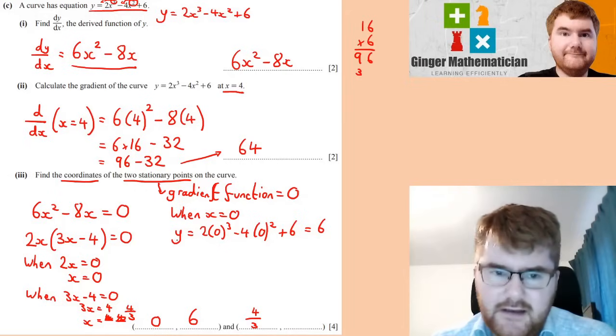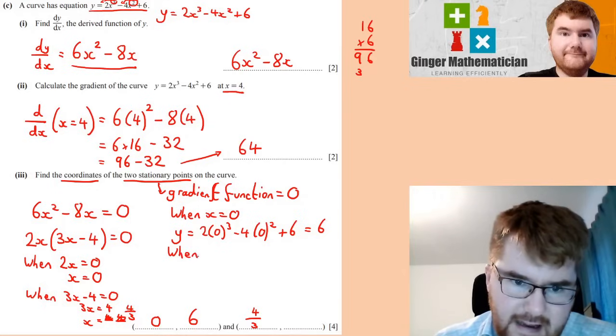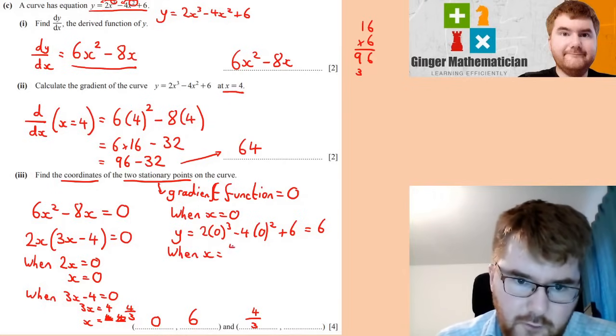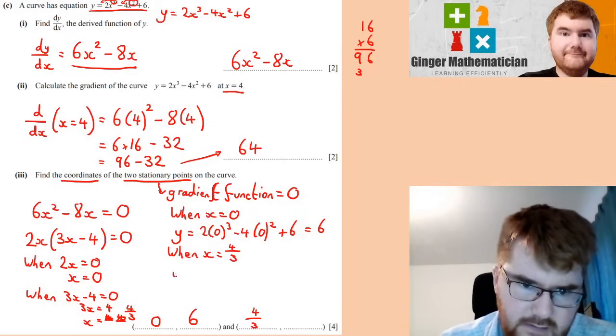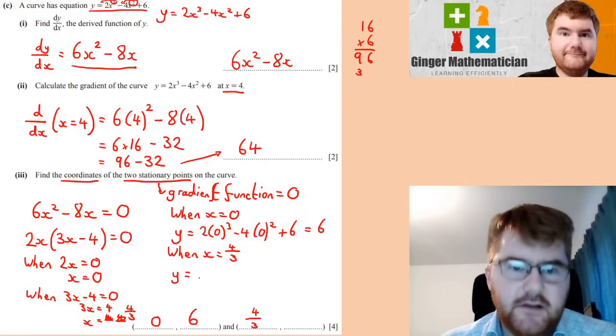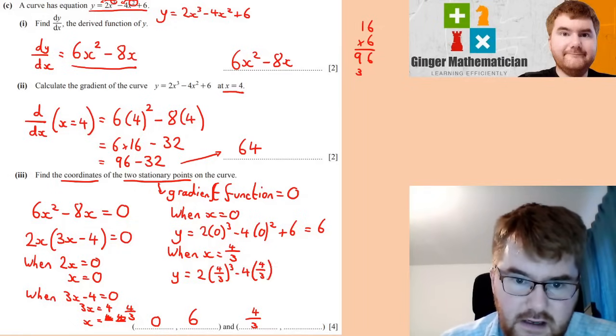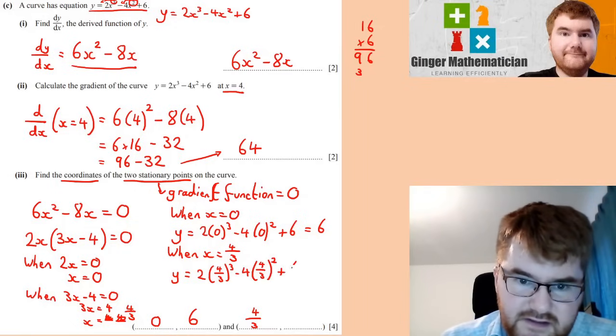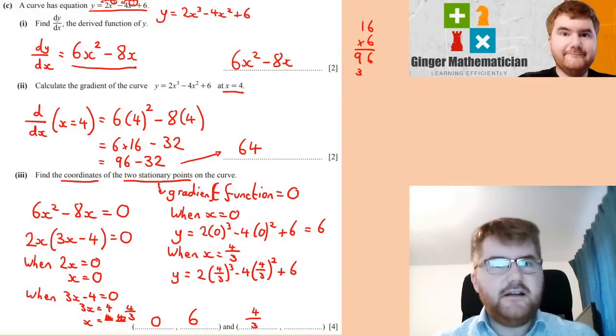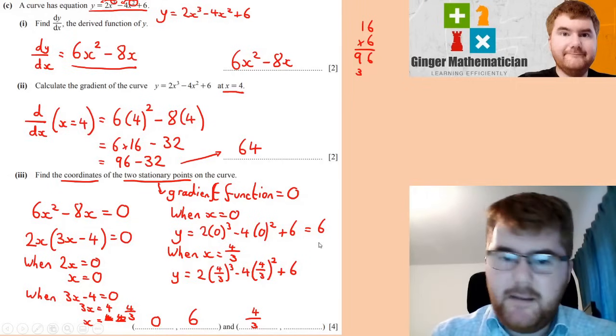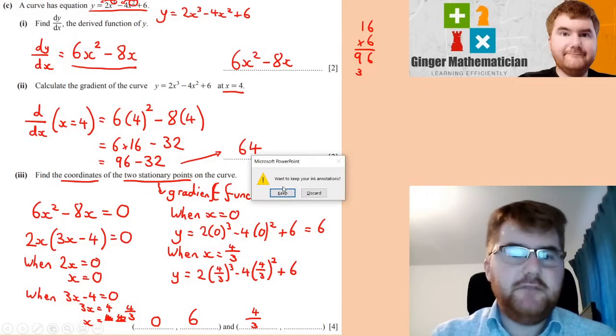Next one's going to be a little harder. So we're going to go to when x is equal to 4/3. I'm going to just write this out for the examiner. So we've got 2 lots of 4/3 cubed minus 4 lots of 4/3 squared plus 6. Now this is one where I certainly wouldn't work this out in my head. So I'm going to go to my calculator and work it out there.